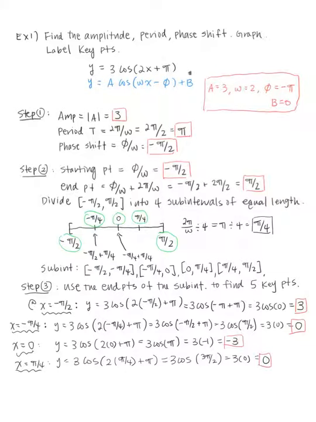How many more do we have? 1, 2, 3, 4, 5. One more. The next one is at the very end, x equals pi over 2. So here y equals 3 cosine of 2 times pi over 2 plus pi, so this is 3 cosine of 2 pi. This is 3 times 1, so we get 3. Take a little breather.